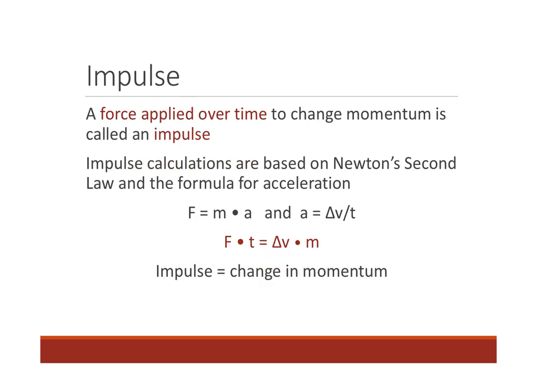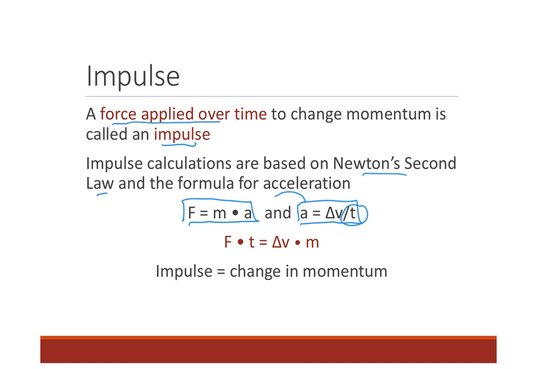When we apply this force over time, what we get is called an impulse. And the way we calculate impulse is basically using Newton's second law, but we're combining it with the formula that we have for acceleration. So we know that Newton's second law is force equals mass times acceleration, or a net force is the mass of the object times the acceleration. And we know that acceleration is the change in velocity over time. So that's where our time comes in.